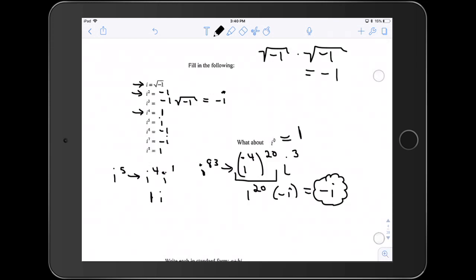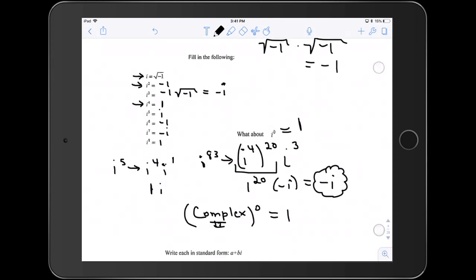Any complex number where you have a plus bi, any complex number to the 0 power is going to equal 1. Okay, so that's a little summary on imaginary numbers.